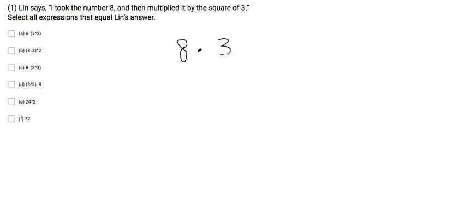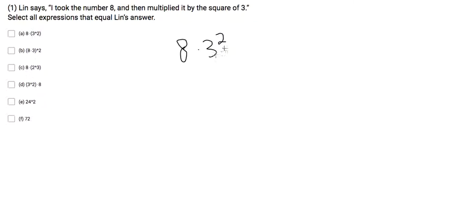So the square of 3 here, arrow here, 3 to the power of 2. Remember, square means 3 to the power of 2. And so if we look at this here, which of these expressions are equal to Lynn's answer here?